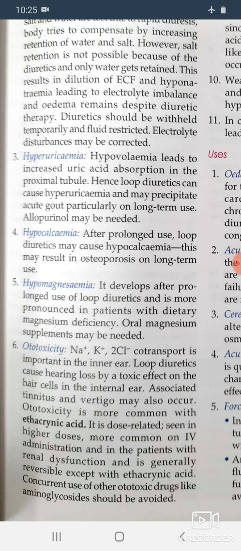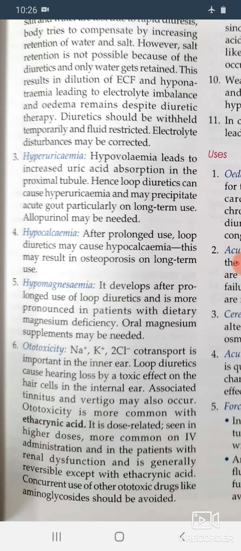So whenever this sodium potassium 2 chloride importer is inhibited in the internal ear, what does it produce? It produces a toxic effect in the hair cells of the internal ear, and these hair cells are responsible for hearing. Whenever these hair cells move, they stimulate the receptors, and the receptors pass the impulses to the brain and produce hearing. So when these hair cells are damaged, there is hearing loss. So these loop diuretics are associated with tinnitus and vertigo as the symptoms of ototoxicity.